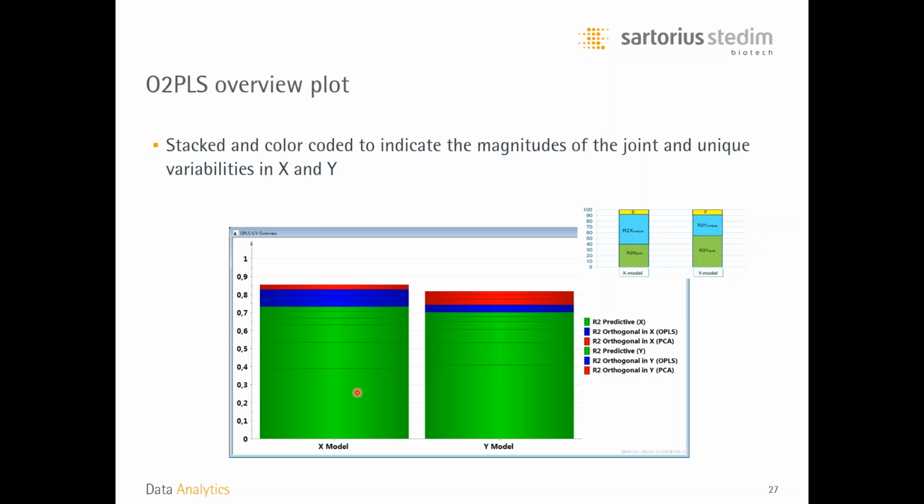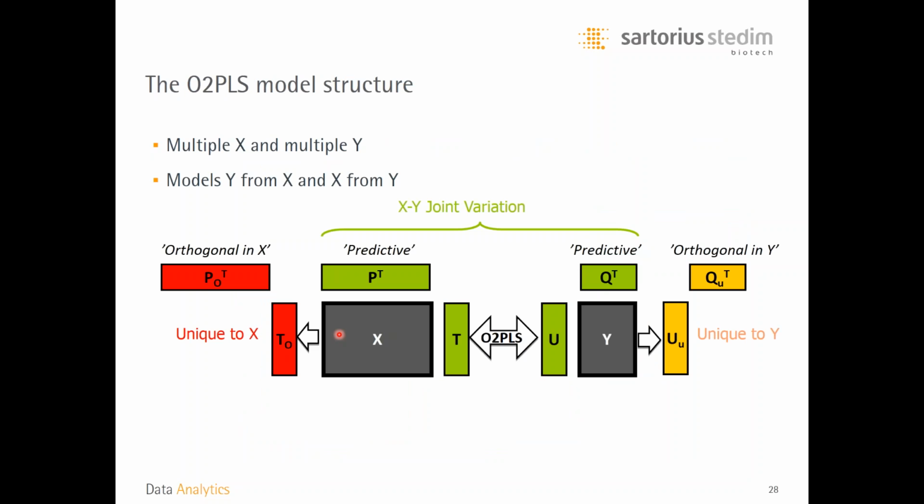The interesting thing with this overview plot is that it is stacked, it is segmented, you can say, and color-coded to indicate the magnitudes of the joint and the unique variabilities. And this segmenting means that if you click in any segment, you will open up the corresponding score plot. I will show that also in the demo that will come later on.